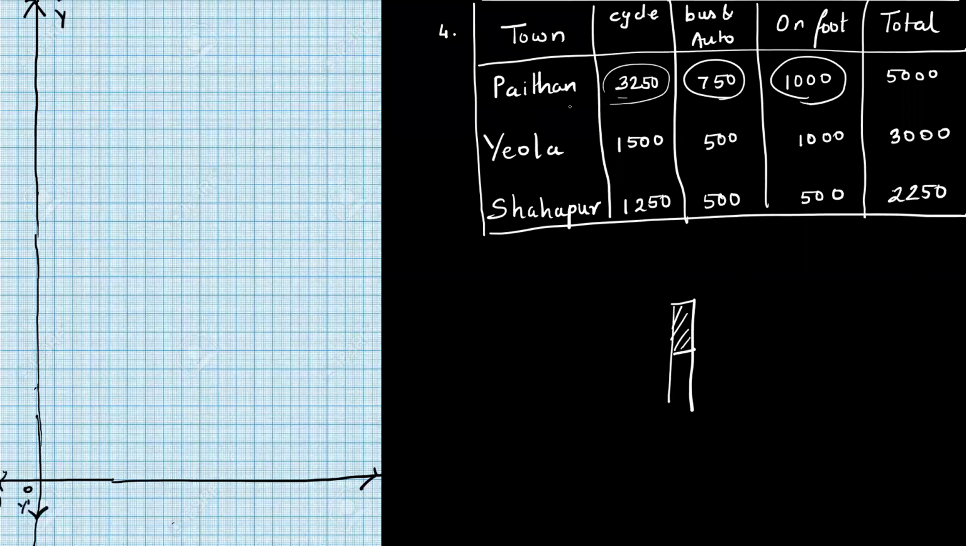Since we have only 3 bars to be drawn, I can even give it 3 places. So this entire 3 section, I'll call it Pethan, from here till here. So 3 boxes. Then I'm leaving 1 box space, and again from here till here, it is Yeola. Then I'll leave 1 box, and from here till here, again 3 boxes, it is Shahapur. Also, as these 3 are towns, below I'll write the heading town.